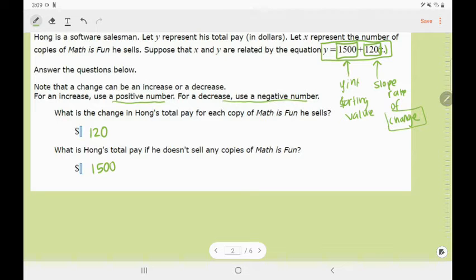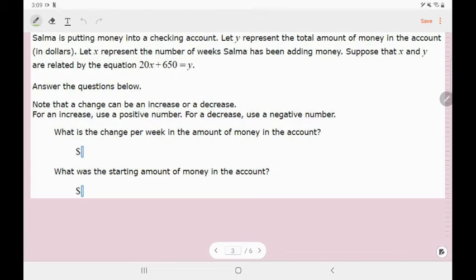Let's look at another similar example. Salma is putting money into a checking account. Let Y represent the total amount in the account, and X is the number of weeks that Salma has been adding money. Suppose that X and Y are related by the following equation. What is the change per week in the amount of money in the account?